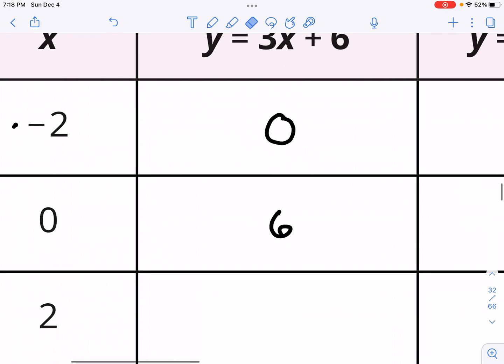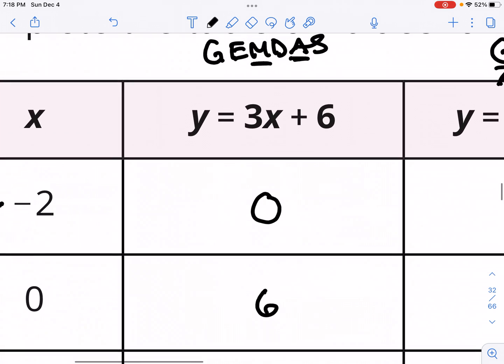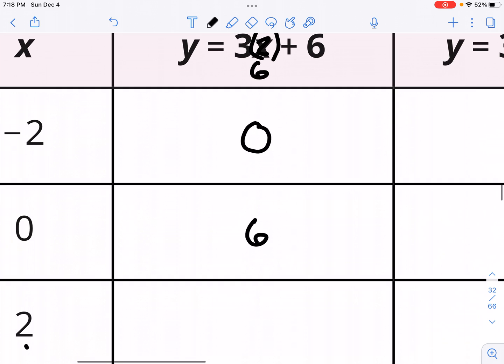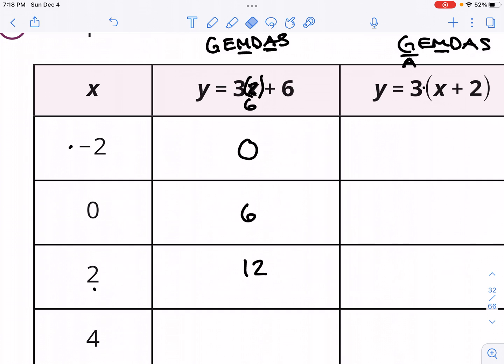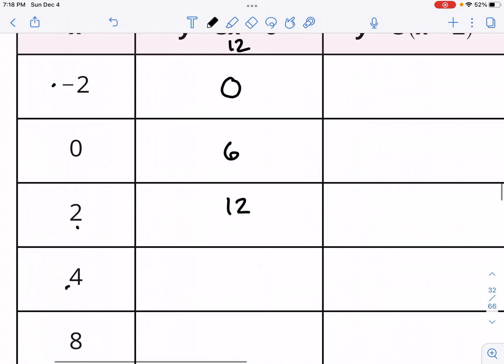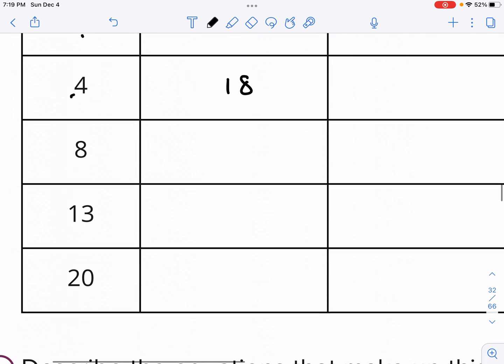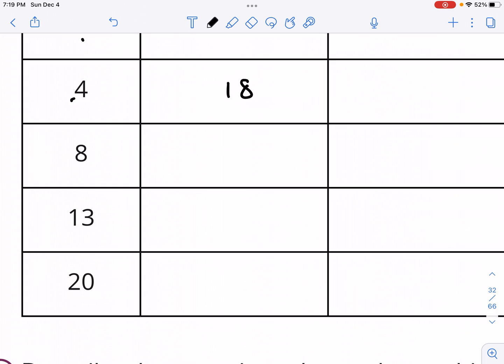All right, let's do a couple more. We're going to plug in a 2. If I plug a 2 in here, 3 times 2 is 6, and 6 plus 6 is 12. All right, let's go through maybe one more. I will plug a 4 here. 3 times 4 is 12, and 12 plus 6 is 18. I'm going to give us the answers for the remaining ones, or you can pause the video and try to figure it out. When we have this input of 8, after you multiply by 3 and add 6, you're going to get 30. This next one is 45.